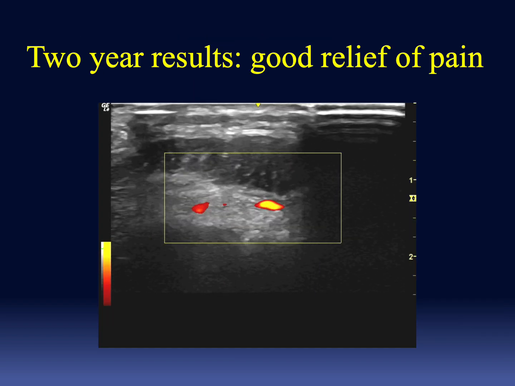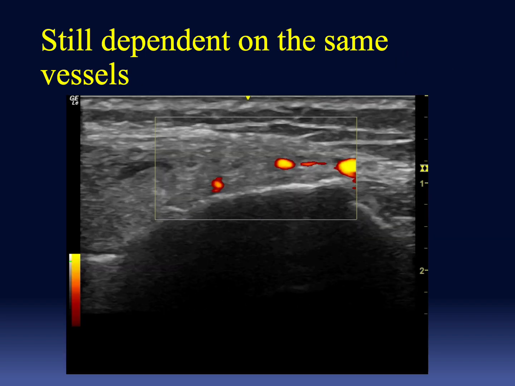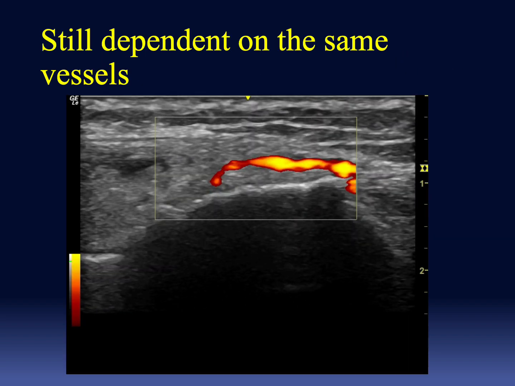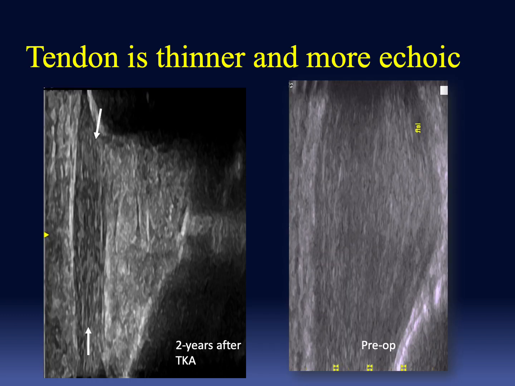Two years after this surgery, we got a follow-up view on her, and we can see that the tendon is thinner, but it's still based on that same artery. On the left, we see the 2-year result, and it is thinner but not totally normal. And on the right, we can see what we had when we started treating her, the greatly swollen tendon.